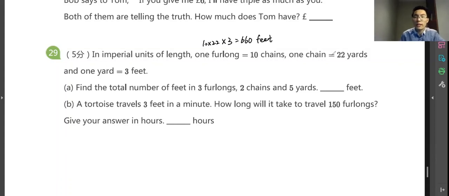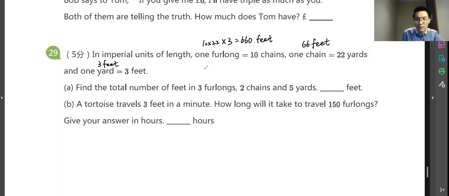So if we have 1 chain, then 1 chain is 22 yards and 1 yard is 3 feet. So 1 chain will be 66 feet. And 1 yard will be just simply 3 feet. Okay, knowing these, it will be super easy to find out part A.